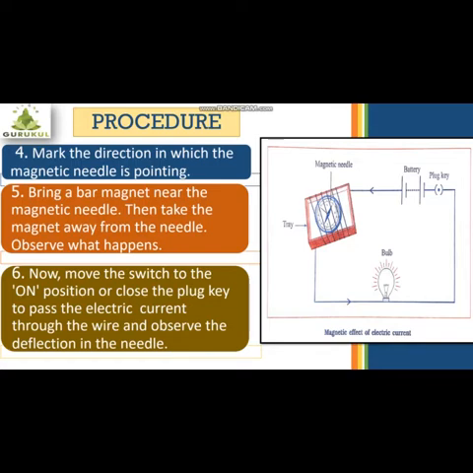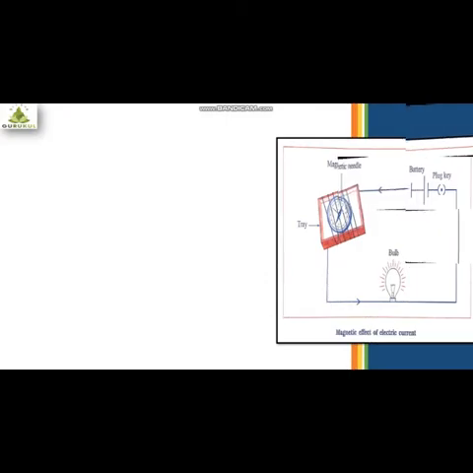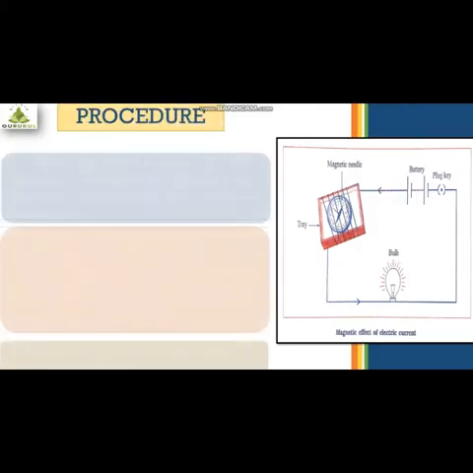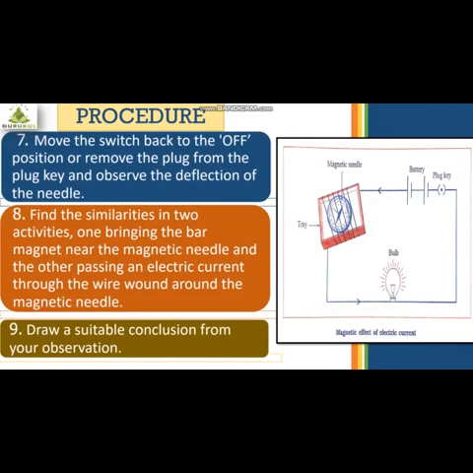Is there any deflection in the needle, that I will observe. So first I took a bar magnet and saw the deflection, and the second time I'm passing electric current through the wire and checking whether there is a deflection in the needle. Understood this? Then now move the switch back to the off position. Now it was on, now I will put it in the off position or remove the plug key, and then again I will see the deflection.